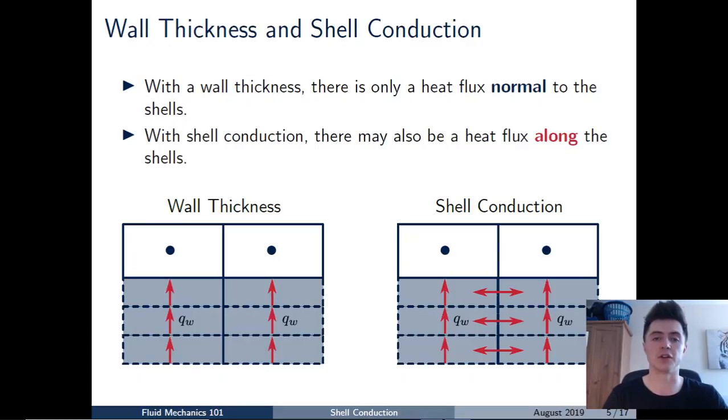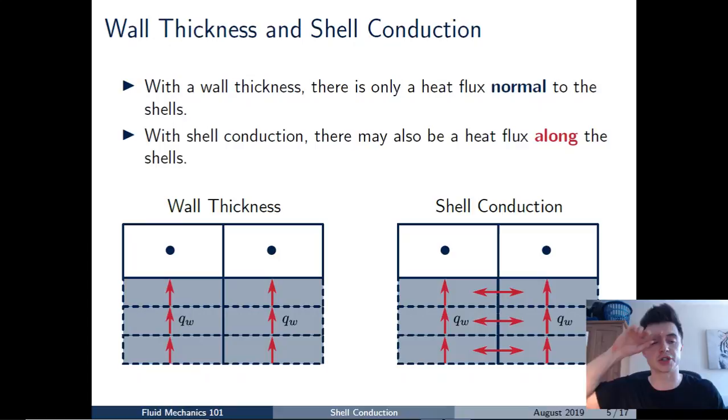The way I've done that for you is provided 2 diagrams on this slide to explain the difference. The image on the left shows the effect of adding a wall thickness, and the image on the right shows the effect of adding shell conduction. As you can see, in both cases, the shell layers are grown away from the surface into the fluid. However, when we add a wall thickness, the heat flux is normal to the surface only. So you can see the red arrows there showing the direction of the heat flux QW.